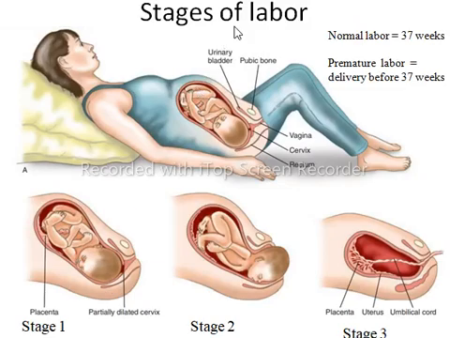In this video lecture, the topic under discussion is stages of labor. So labor can be divided into three stages. Normal labor usually occurs after 37 weeks of pregnancy.